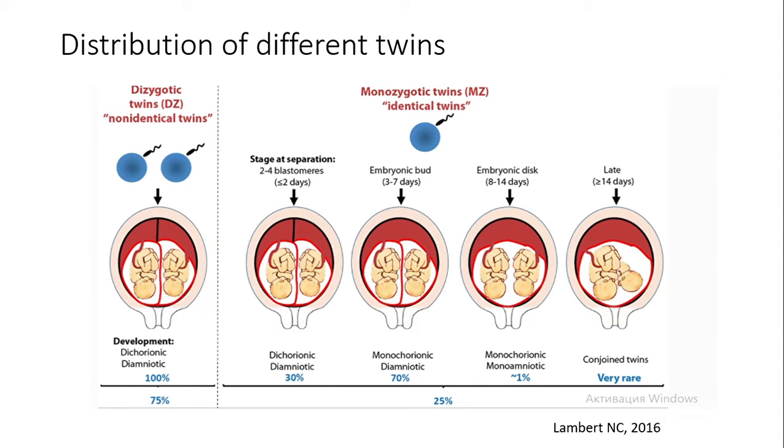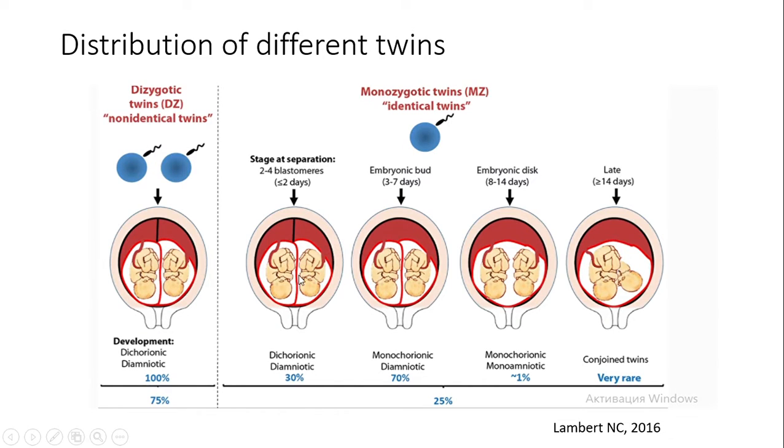Let's see in this picture. You see that mainly twins develop from dizygotic fertilization, 2 eggs, 2 sperms, and it gives diamniotic, dichorionic development. About 25% of twins will be identical twins, which means that they developed from one oocyte and one sperm.